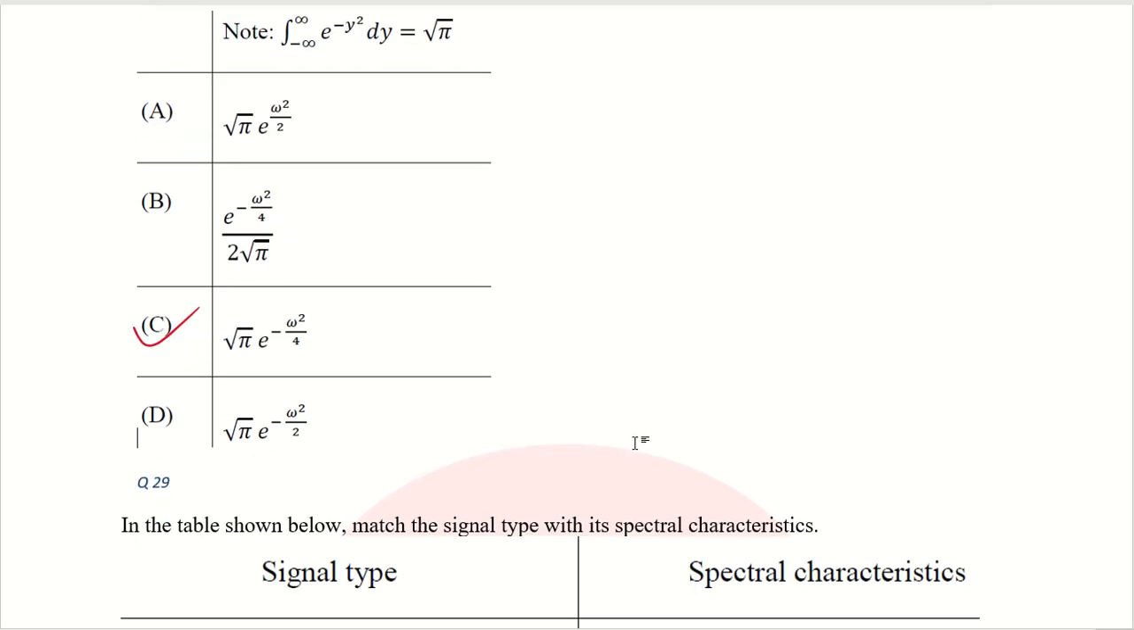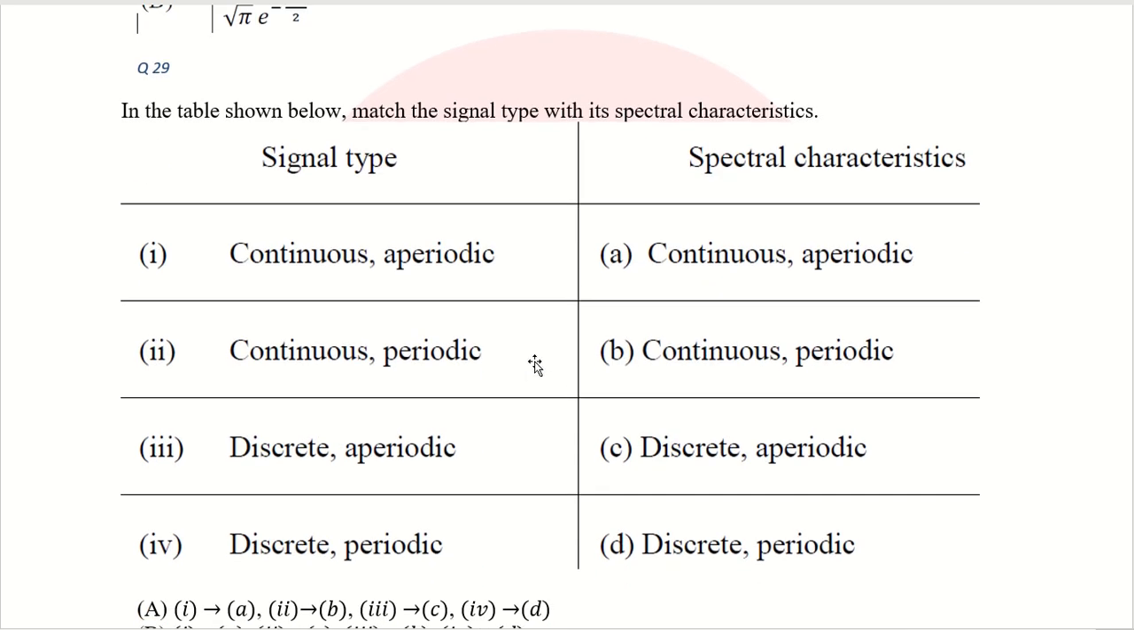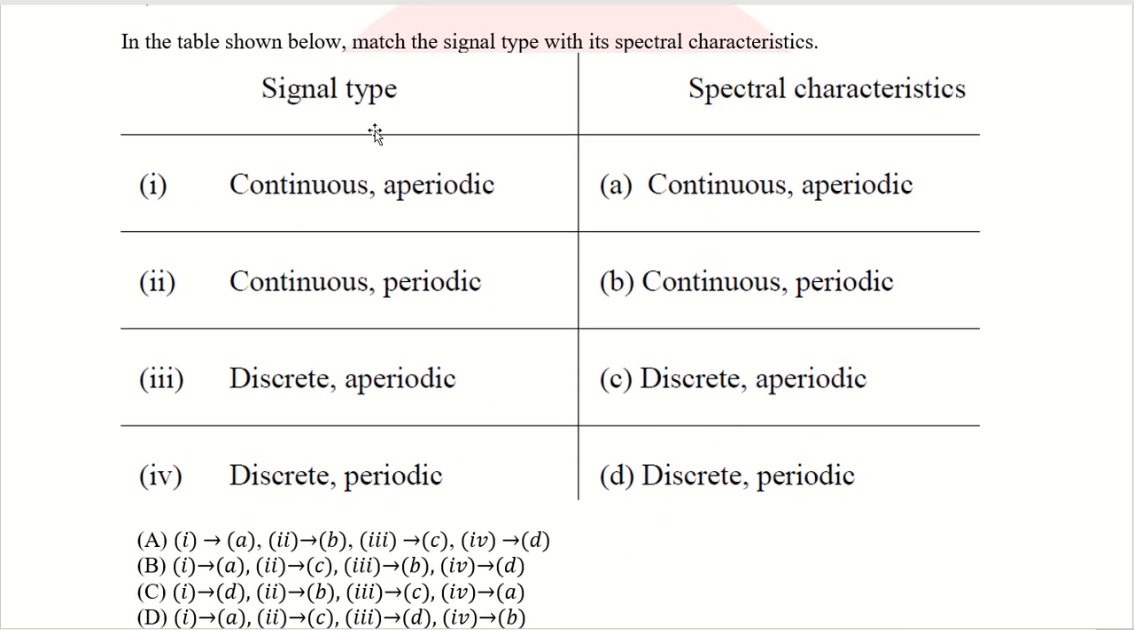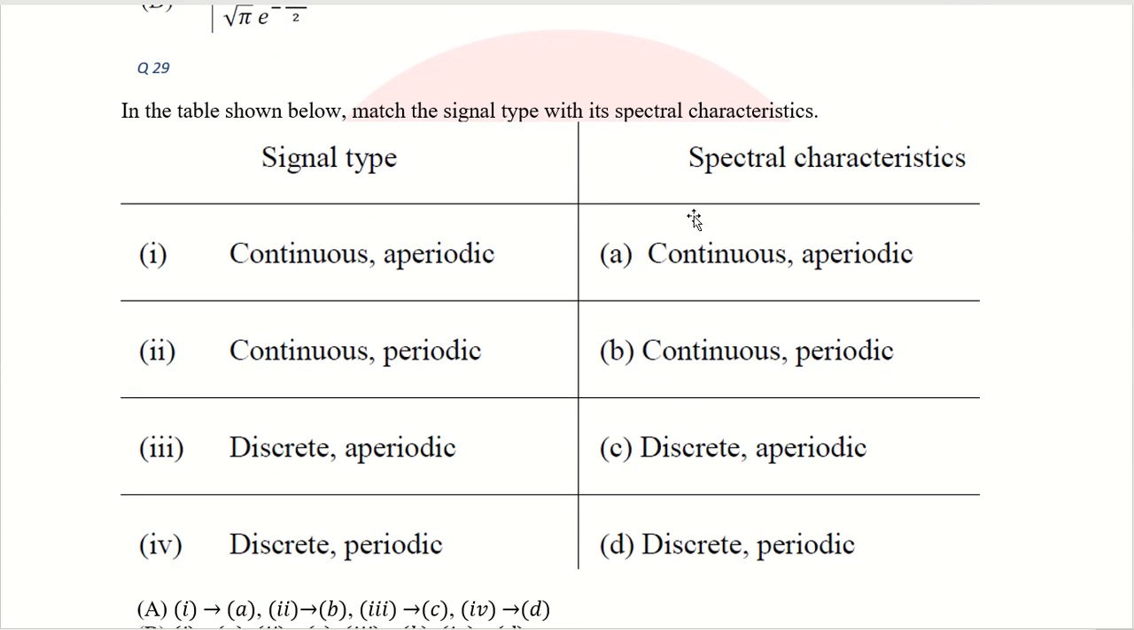Next is 29. This is a very simple question. Again, you have signal type and spectral characteristics. So continuous, aperiodic, what is the kind of this thing? The option that you will get for 29 is option B.